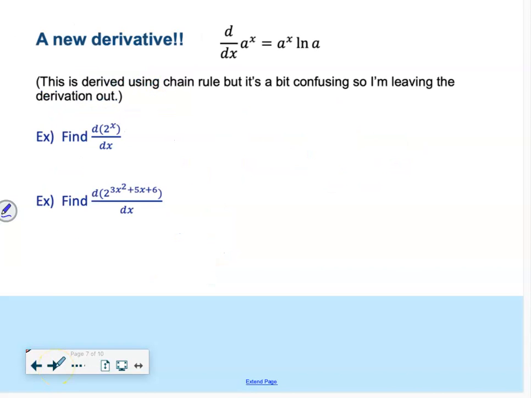All right, it's time for another new derivative. It's time to learn the derivative of a to the x. You already know the derivative of e to the x. The derivative of a to the x is a to the x ln a.